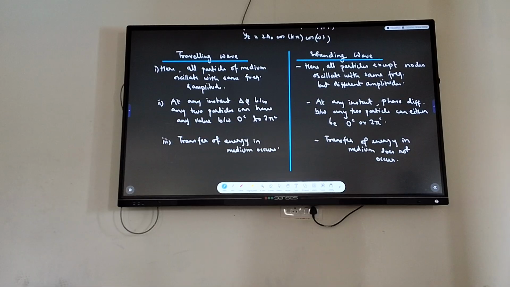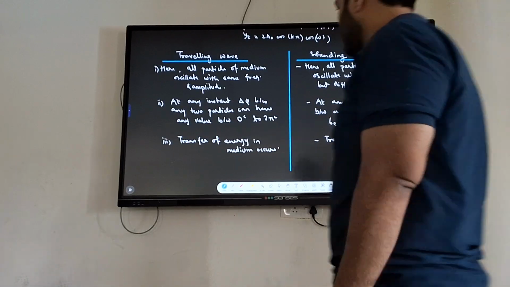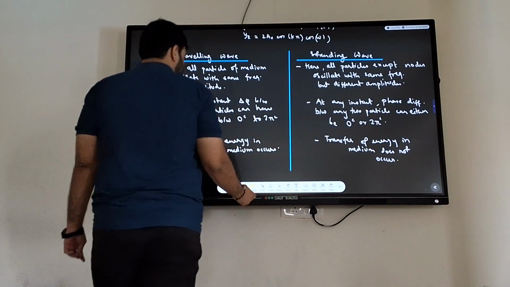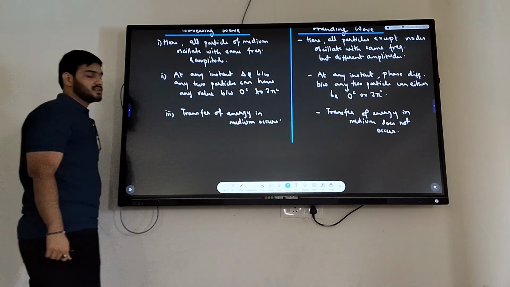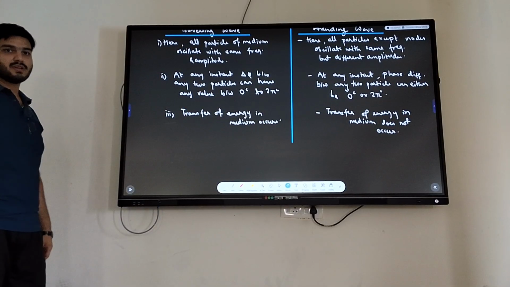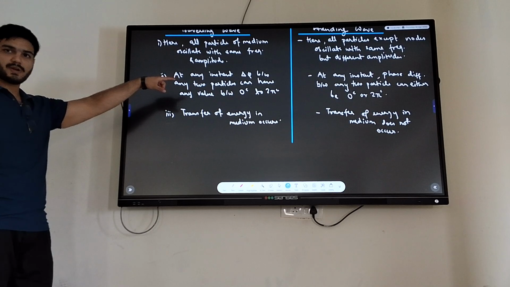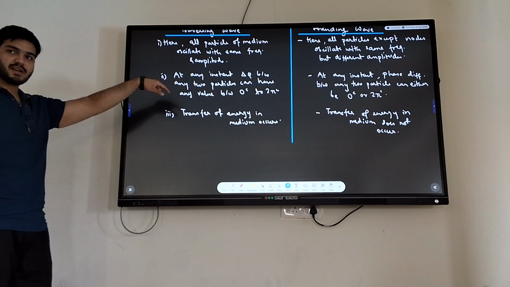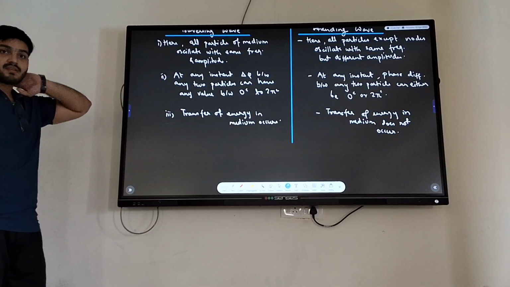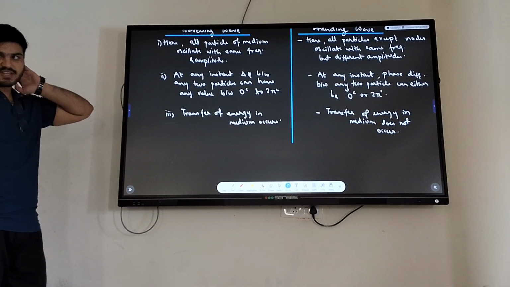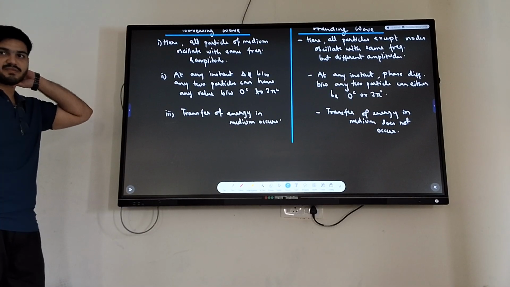Then? Great. Now let's talk about the second and third point. I have written here that at any instant, that means you're fixing time. Which phase difference are you talking about, by the way? Fixed time? Spatial. It's spatial. Spatial phase difference.